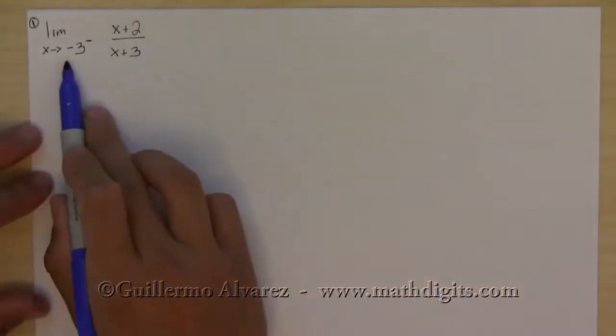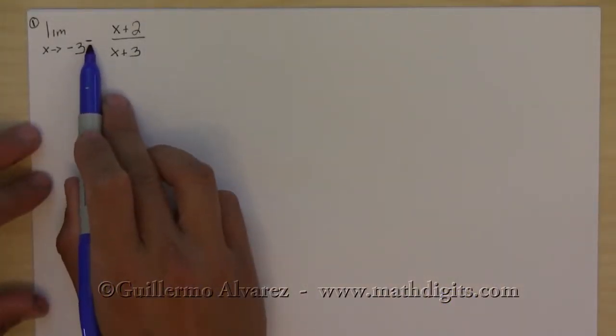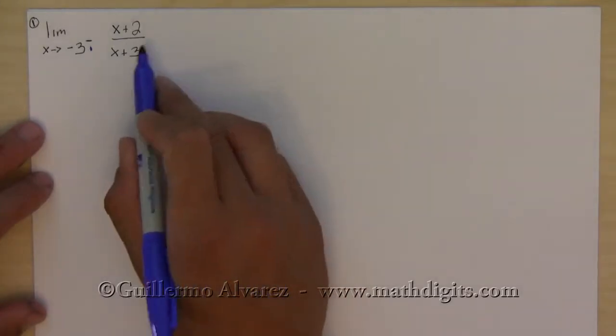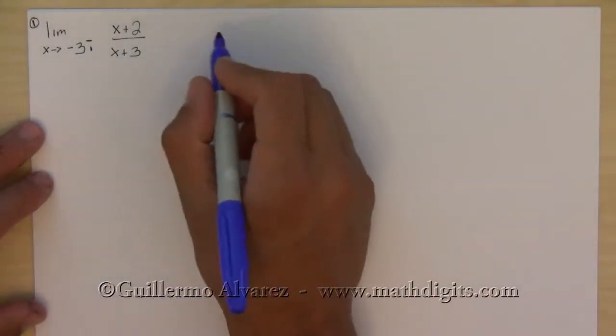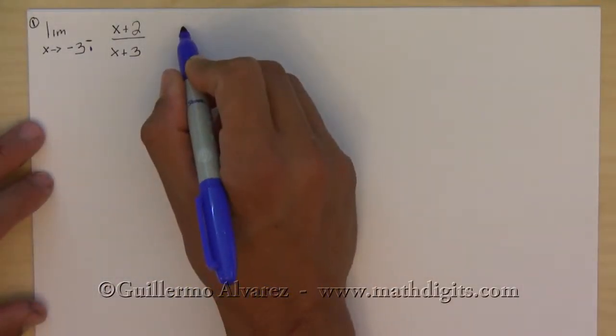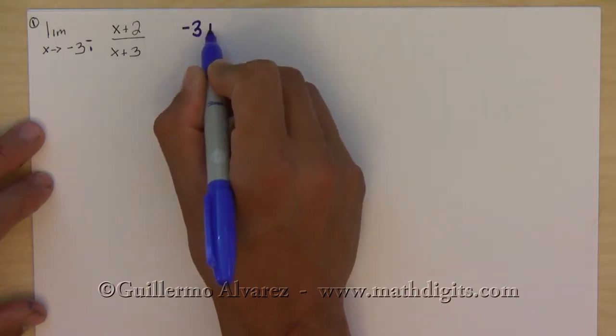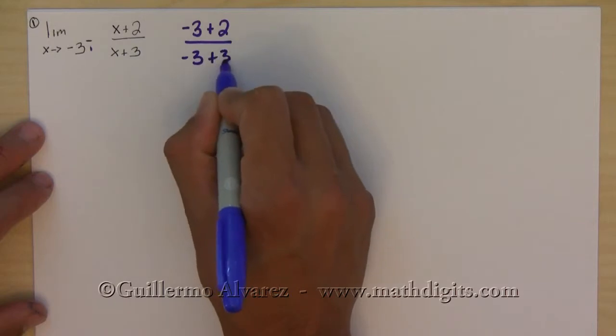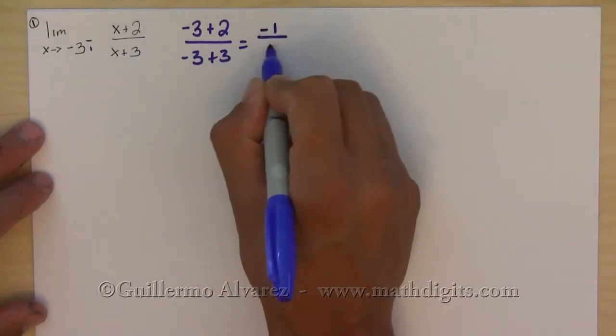Okay, so in this problem we're trying to figure out the limit as x goes to -3 from the left side. Okay, so the very first thing we try to do is to plug in the number, and notice that when we do that we would get -3 plus 2 over -3 plus 3. This is -1 over 0.